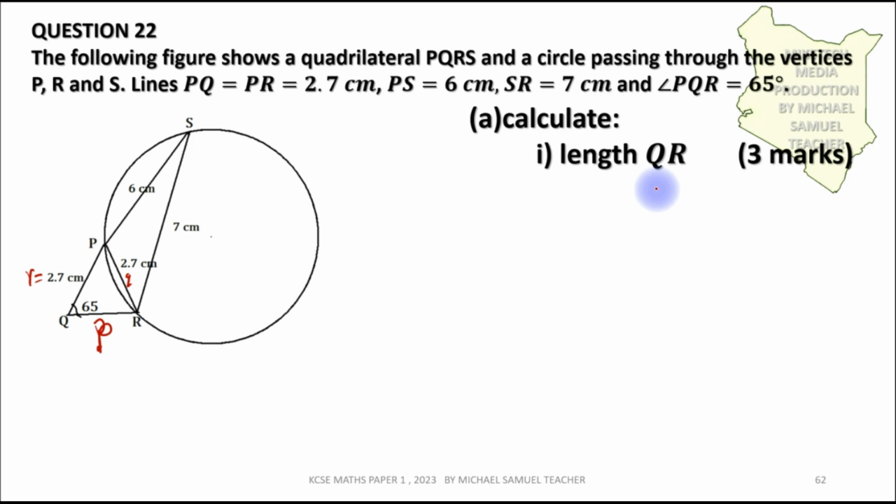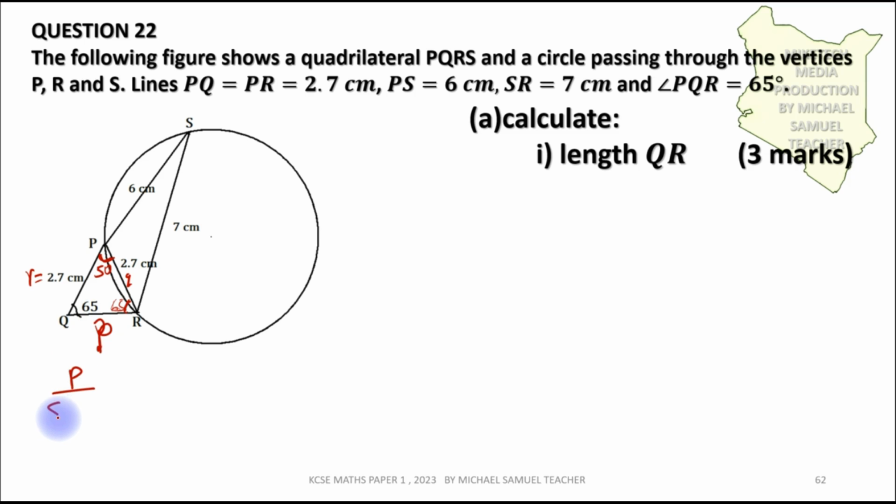We already know this angle is 65. Also the other angle will be 65. Remember PQ and PR are equal, so this will be 65 degrees. Therefore, this angle here will be 50. So 65 plus 65, that's 130, and 180 minus 130 is 50.